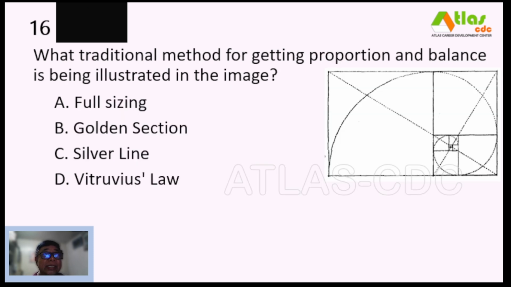Number 16. What traditional method for getting proportion and balance is being illustrated in this image? A. Full sizing, B. Golden section, C. Silver line, and D. Vitruvius law.